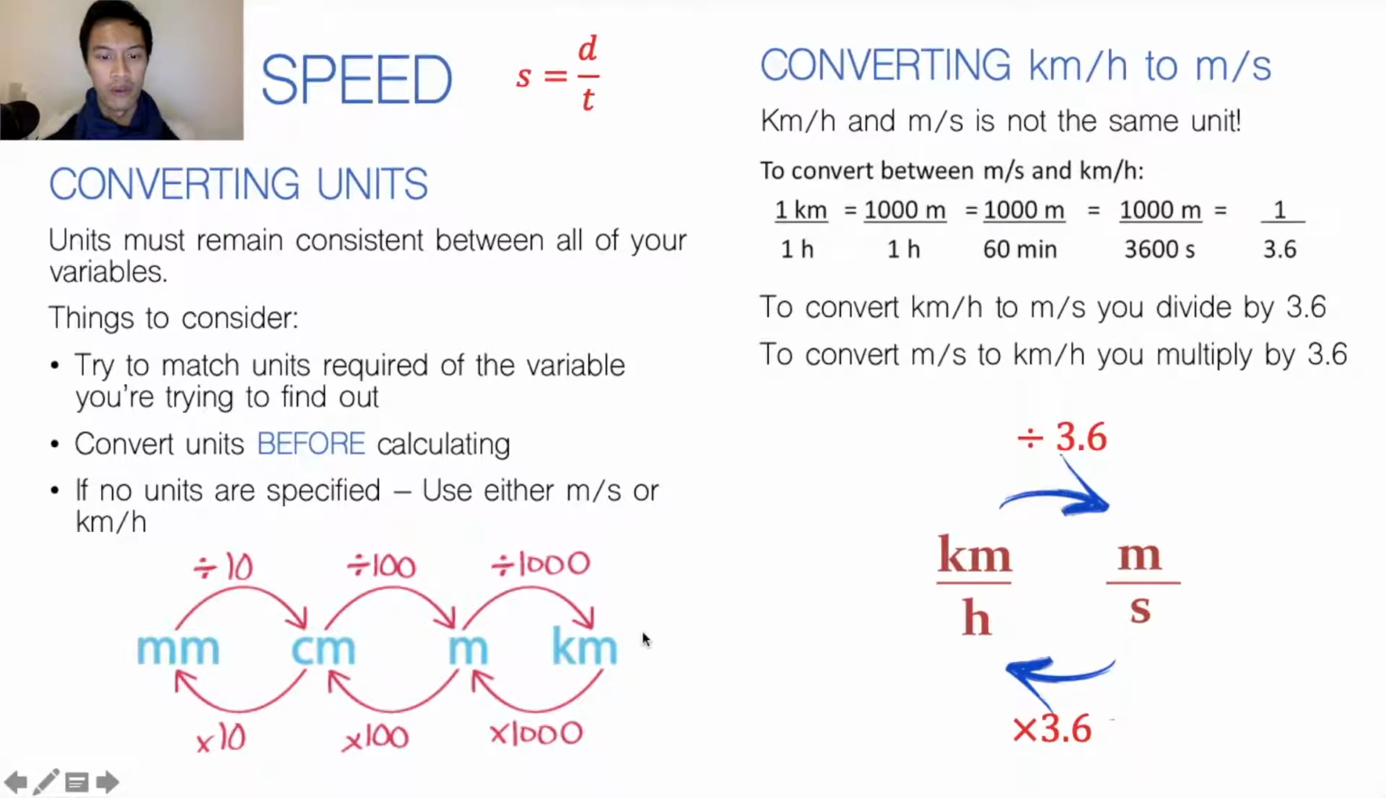Now this is a very handy little infographic that you can refer to move between the units. A very simple way of looking at it is like this. There are about 10 millimeters in every centimeter.